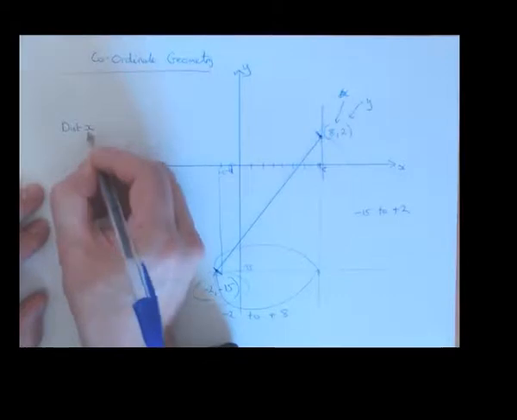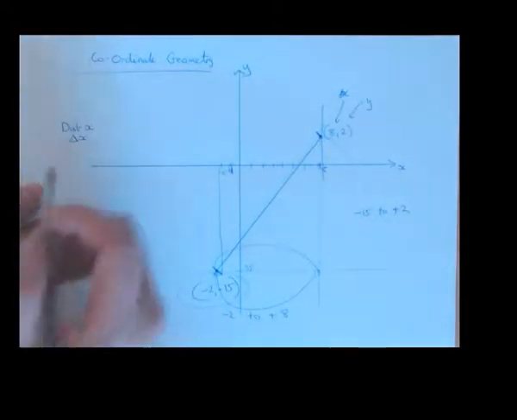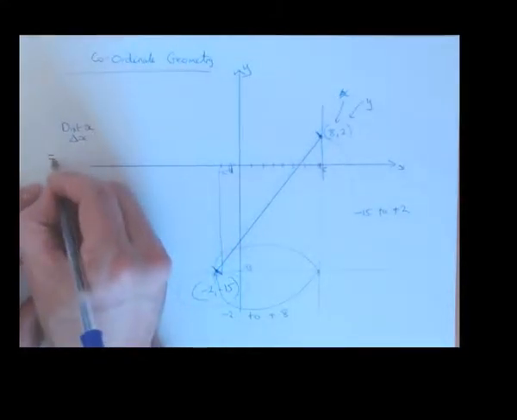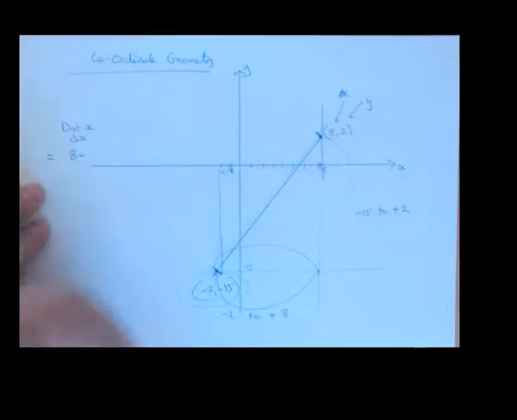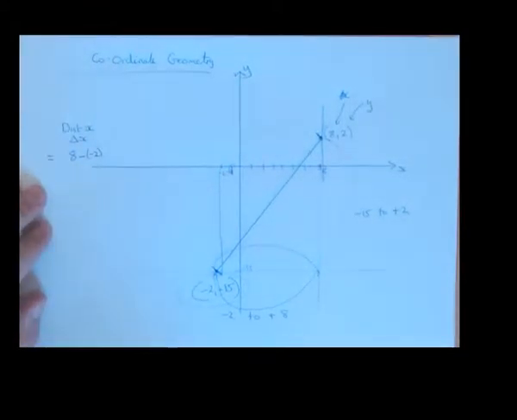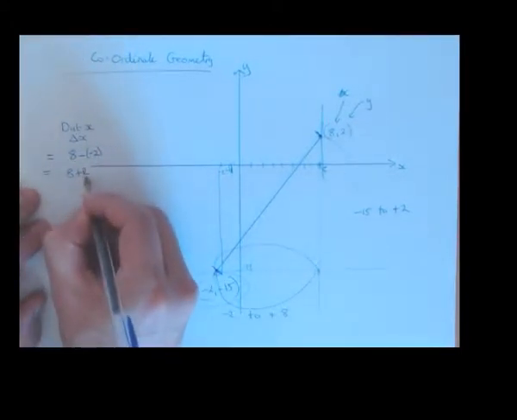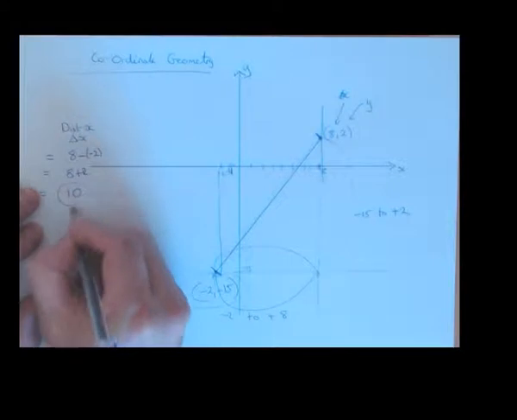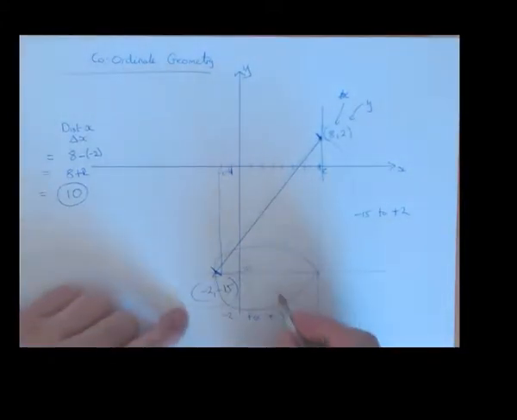in the x direction, I will often use this symbol to say the distance in the x direction is, you find it by taking one of the values, which is 8, and subtracting the other value, which is -2. So remember, subtracting a negative value is the same as adding. So we get 8 plus 2, and that distance is 10. So our distance in the left-right direction is 10. Okay, so that distance there is 10.